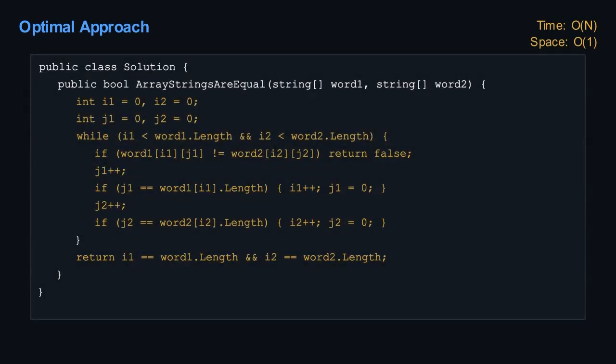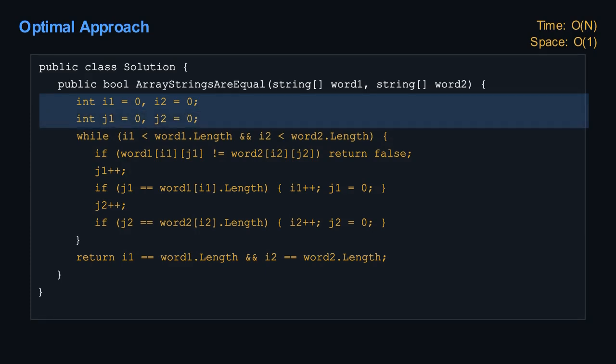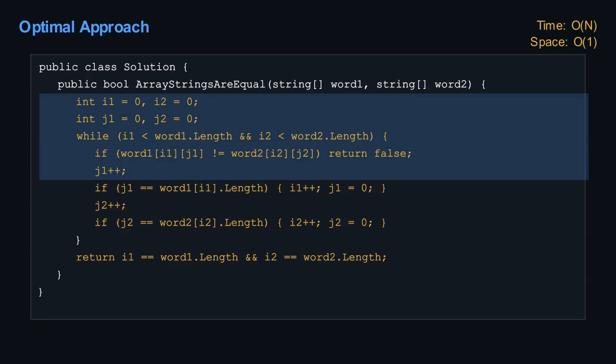The key insight for an optimal solution is to compare characters directly without forming full intermediate strings. We can use 4 pointers, 2 to track the current word index in each array, and 2 more to track the current character index within those words. We iterate, comparing characters one by one. If at any point the characters don't match, we immediately return false. After comparing a character, we advance its character pointer.